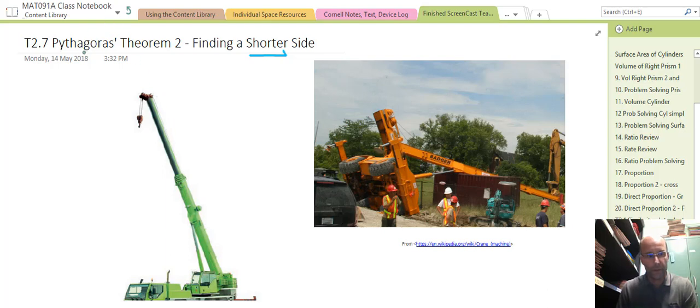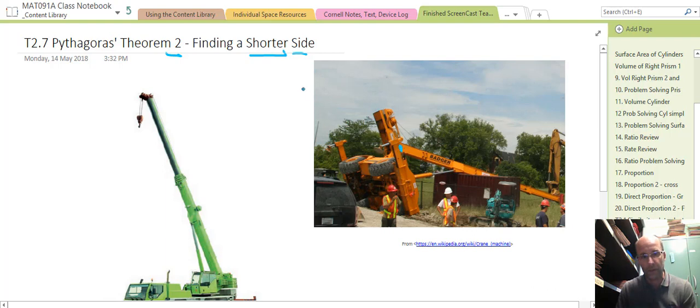We're looking at Pythagoras' theorem again for the second time, and in this video we're finding the shorter side instead of the hypotenuse. We're going to start by looking at some cranes, and cranes are very important. They do an important job, but safety is really important with a crane. We can find certain distances of a crane if we know certain other dimensions.